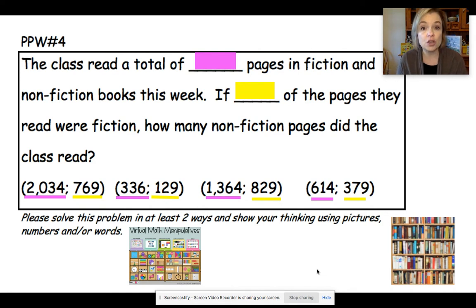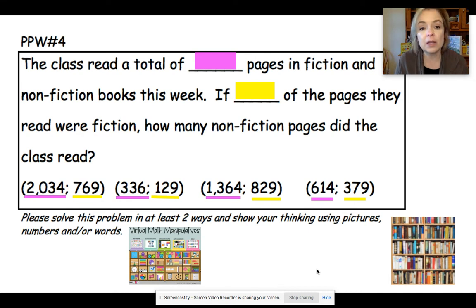Remember, mathematicians, once you pick your just right number set, stop and think, what would be reasonable? What would be unreasonable? How am I making sense of this problem? Then I want you to think about a strategy. And this is a really unique type of problem because some students solve this problem using addition and others use subtraction. The important thing is when you plug the numbers into the story, it has to make sense that you have a total number of fiction and nonfiction pages. I'm giving you the fiction pages and you need to figure out the nonfiction pages. So this one's pretty tricky, mathematicians.